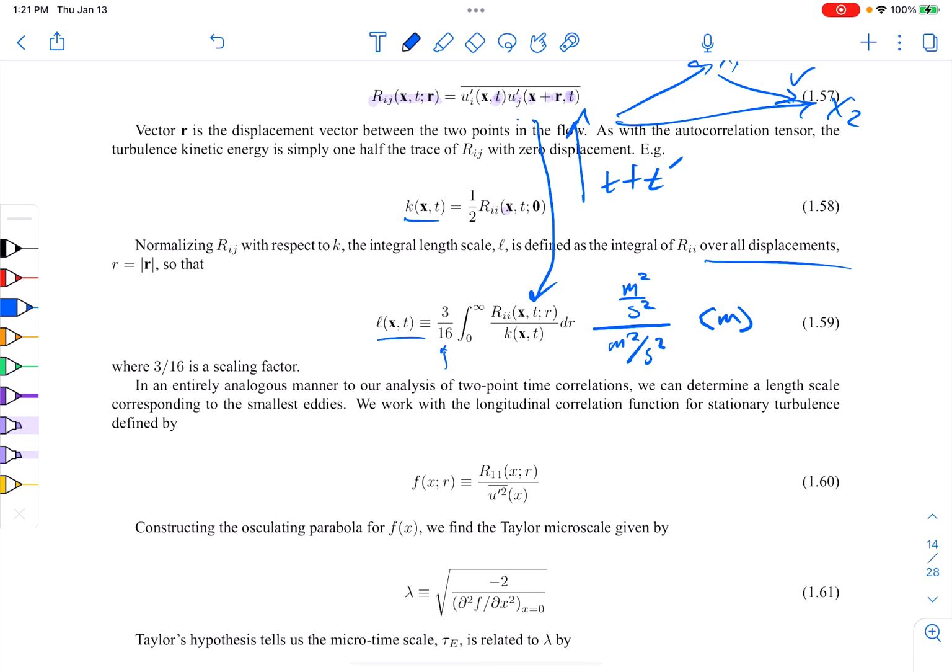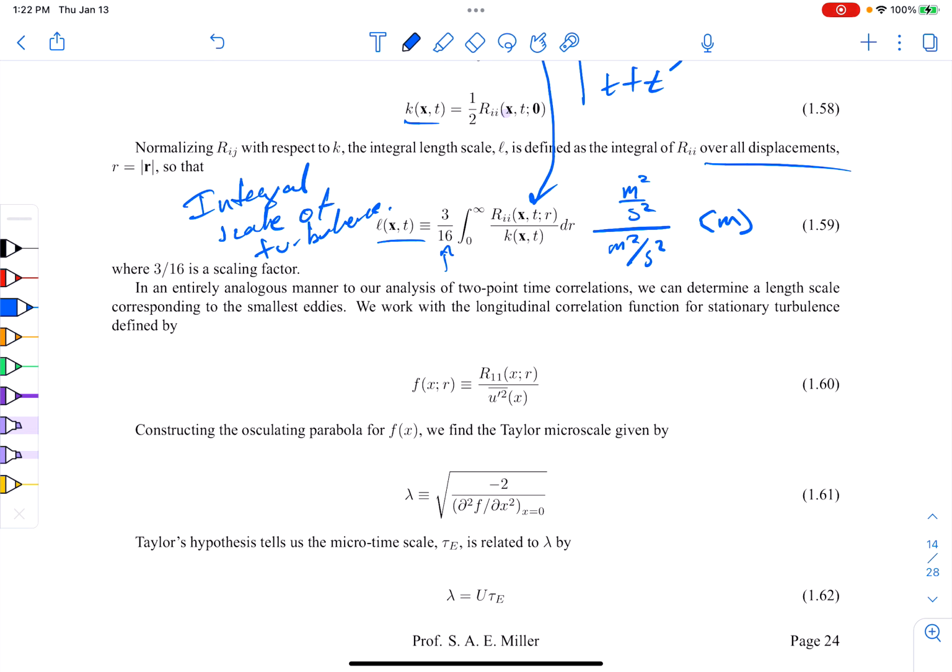And 3/16 is by convention. And this represents the integral scale of turbulence. So I could go into a wind tunnel, and I can make two-point measurements, and I can find the time scale and integral scale of turbulence in my entire flow, just through two measurements. And they represent the largest scales of turbulence in time and space. And I could also estimate an integral velocity scale just by taking the ratio. No problem.